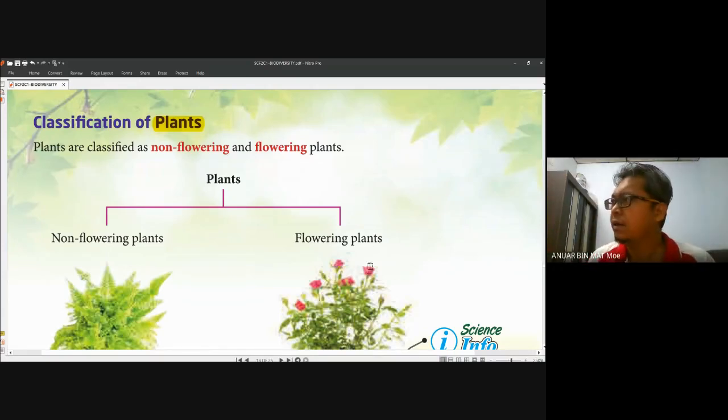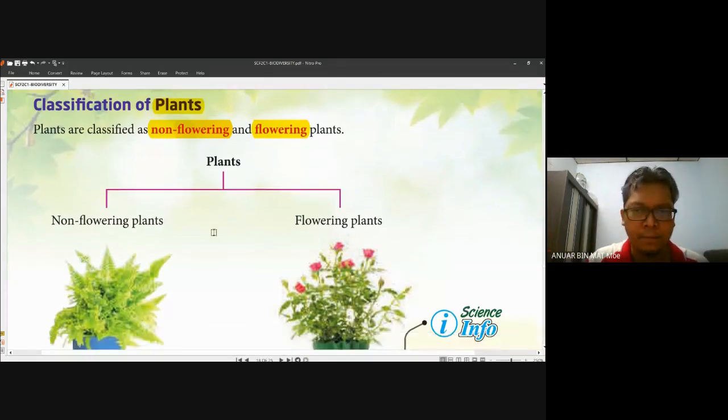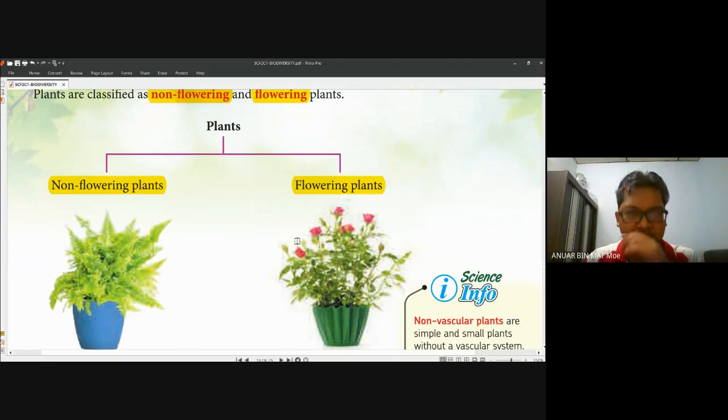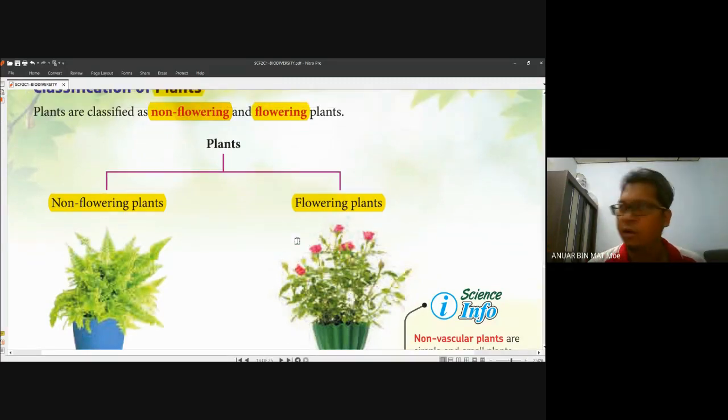So the second classification is the classification of plant. Very simple. We can further divide it into two. One is flowering, and the other one is non-flowering plant. Non-flowering plant and flowering plant. Those with flowers and those without flowers. That's all the information you need to know about plants. One that has flowers, and the other one is without flowers, or we call it non-flowering plant.